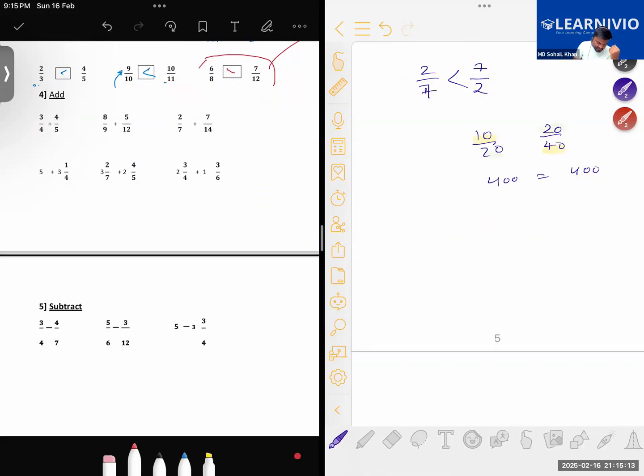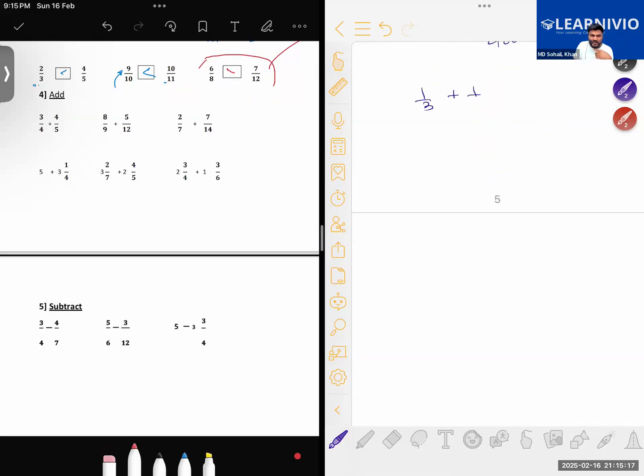Addition, you know how you have to add, no? Suppose you have 1 upon 3 plus 1 upon 3. What is this going to be? These are like fractions with the same denominator. So how do we do addition? Simply we add the numerators if the denominators are equal. So that's going to be 1 plus 1 upon 3. That's 2 upon 3. That was about addition of like fractions, right?